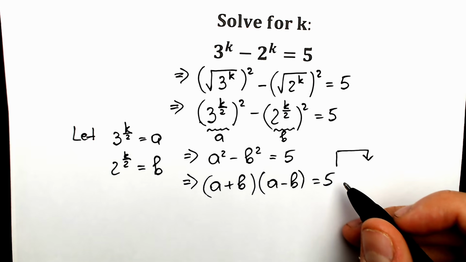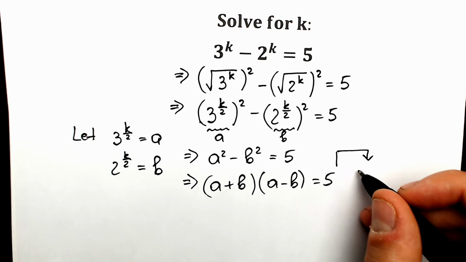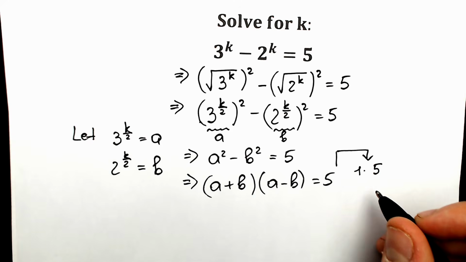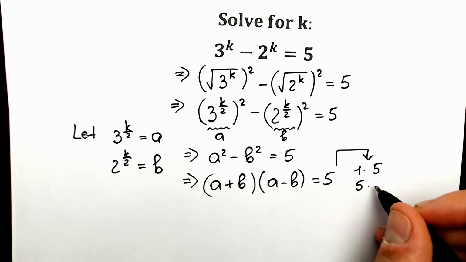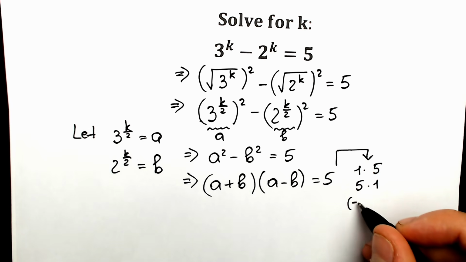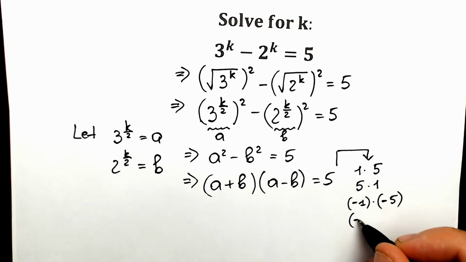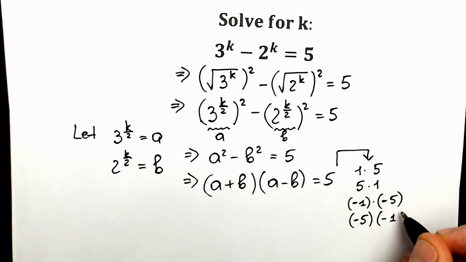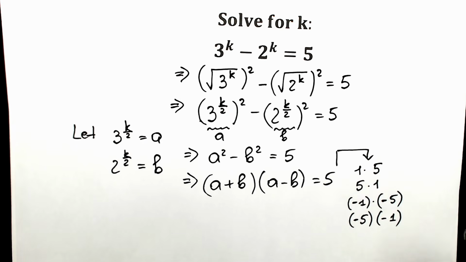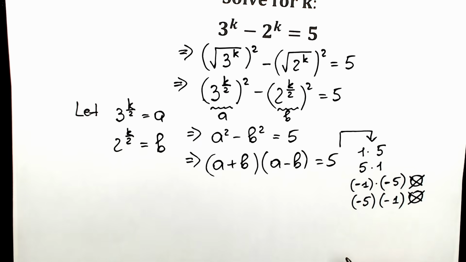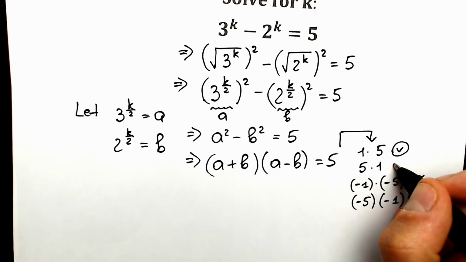5 is a prime number, so it's much easier for us to work with. The first way we can express it is 1 times 5. The second way is 5 times 1, and of course with the negative sign. Let's write it, but I think we're going to reject these negative values. Let's write the full expression: minus 5 and minus 1. Basically we can easily reject these two pairs, and I'm going to show you a little bit later why. So minus 1 and minus 5, and minus 5 and minus 1. So we use these two expressions, this one and this one.